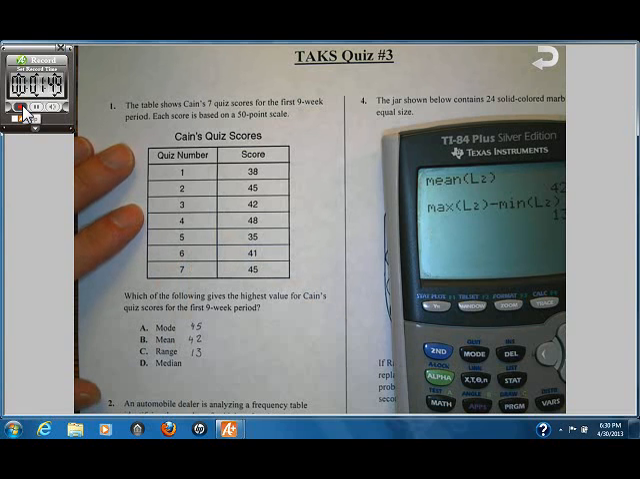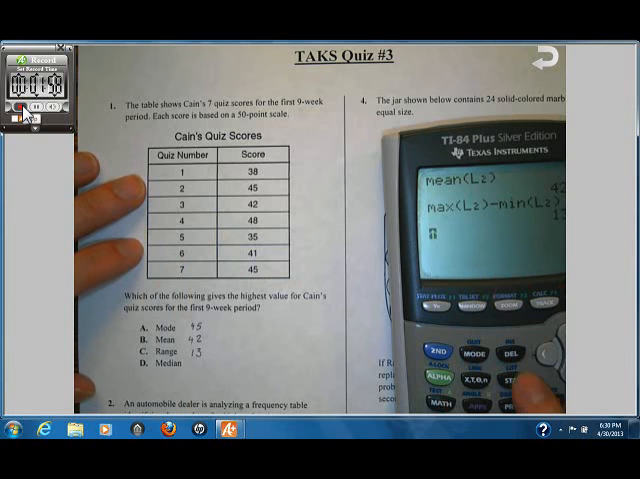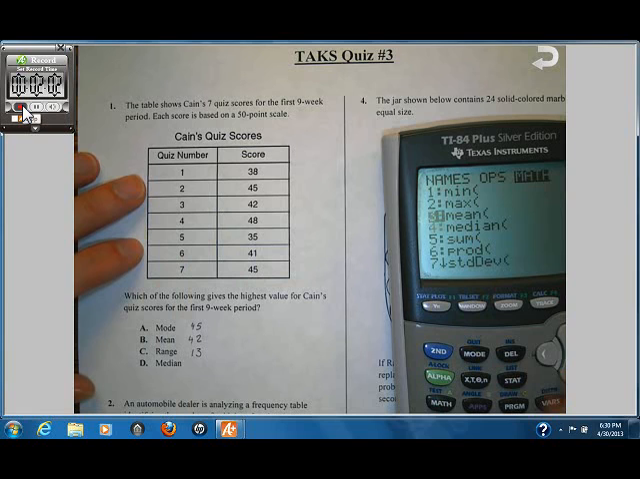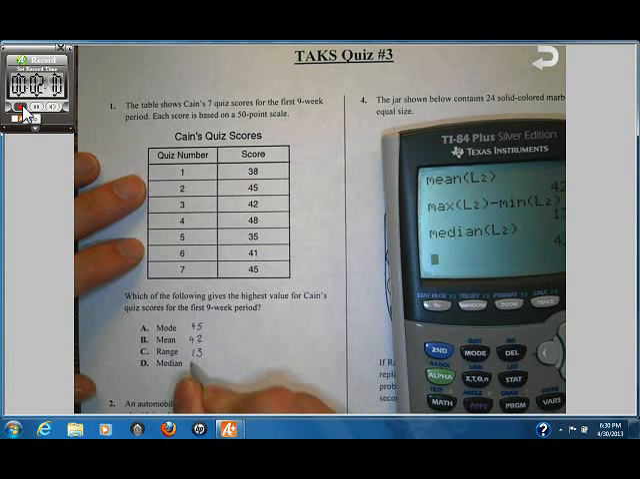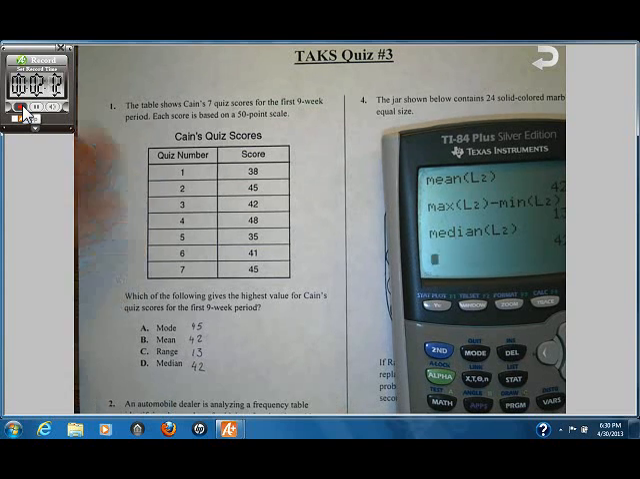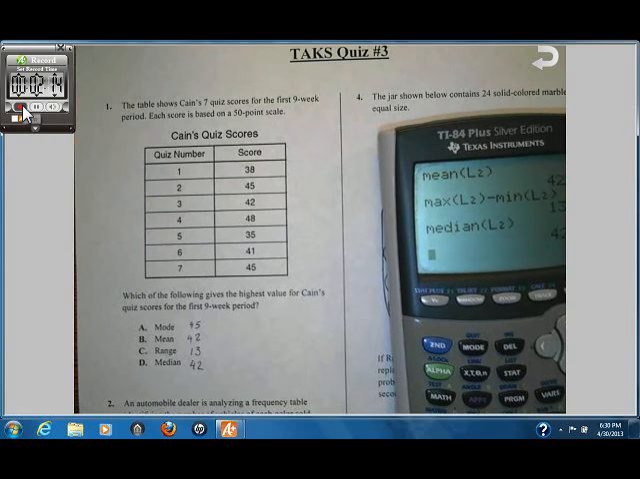And then the median, which in this case you have 7 values, so if you ordered it, you'd be able to find the median in a hurry. But in this case, the median is the middle term, and we're doing the median of list 2, which is 42, same as the mean. But in this case, it's asking for the largest, which in this case is the mode.